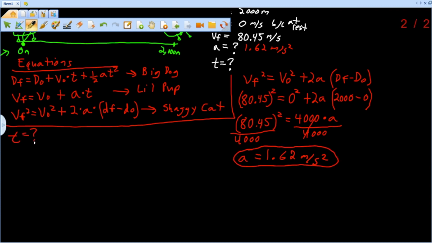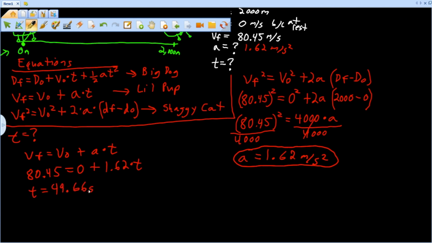Lastly, we need to solve for time. Since time is our only remaining variable, we can use any equation that has time in it. I'm going to recommend that we use Little Pup because it's the smallest and easiest equation. Remember though, that when we are solving for a variable, we need to write the equation first with just the symbols. Then we can write the equation with the values for those symbols. All we need to do now is perform some algebra, and we'll find out that time is equal to 49.66 seconds. Again, I would prefer that you guys round to 2 decimal places. Remember to take that value and put it into our table above.